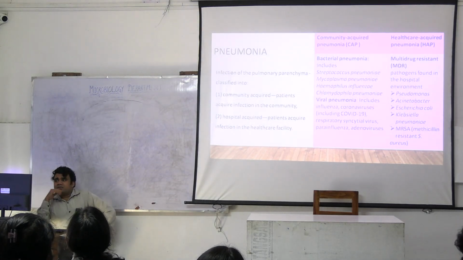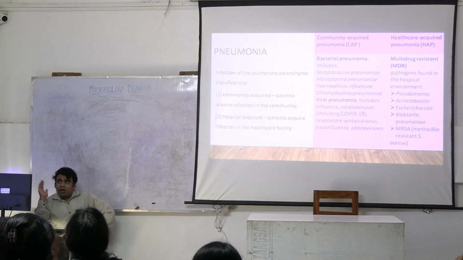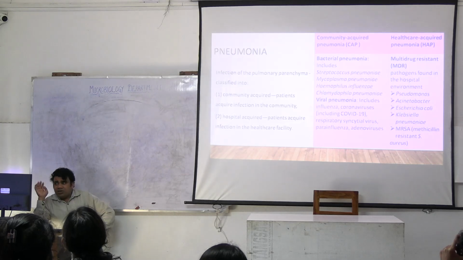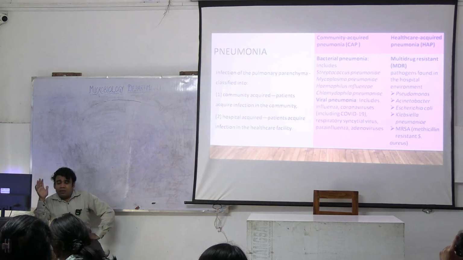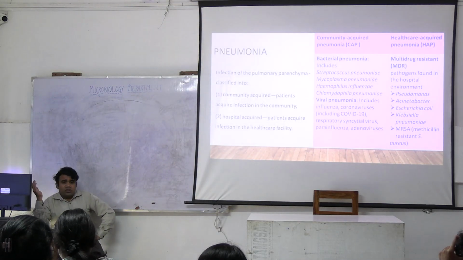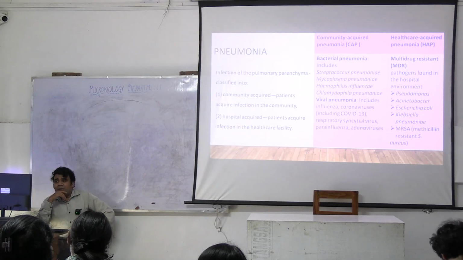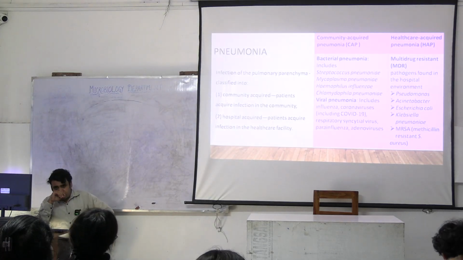Now what are these organisms? If you look at this chart, community acquired pneumonia is very commonly caused by bacterial and viral organisms. Among the bacteria we have Streptococcus pneumoniae, Mycoplasma pneumoniae, Haemophilus influenzae and Chlamydophila pneumoniae.